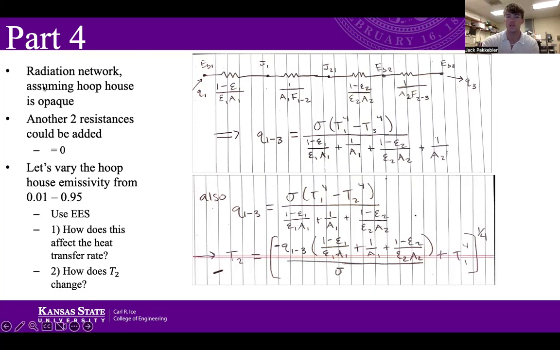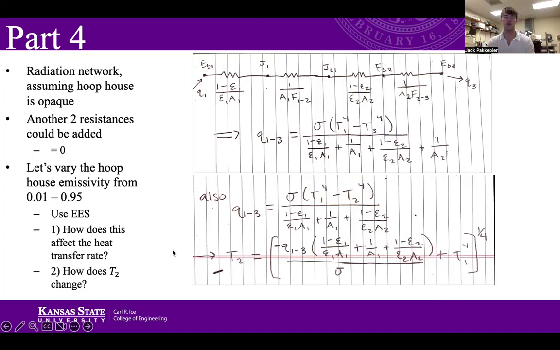To do this, since the current, or the heat transfer rate, through this series circuit is the same at any point, we could also look at the black body emissive power at this point, which would be for the hoop house itself, and solve using the resistances between the ground and the hoop house material itself. So doing that, solving for T2 would give us this temperature right here.